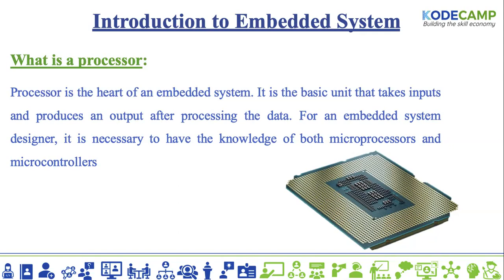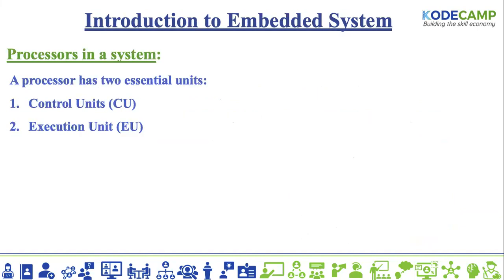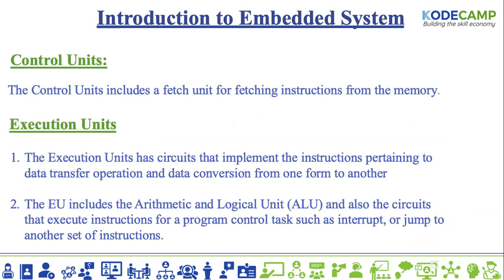Basically, processors have two essential units. One is the control unit, and the other is the execution unit. The control unit is used for fetching information or instructions from a particular memory. When you talk about memories, you talk about EEPROM or SRAM, as the case may be. So it fetches instructions from the memory. That's basically the control unit.